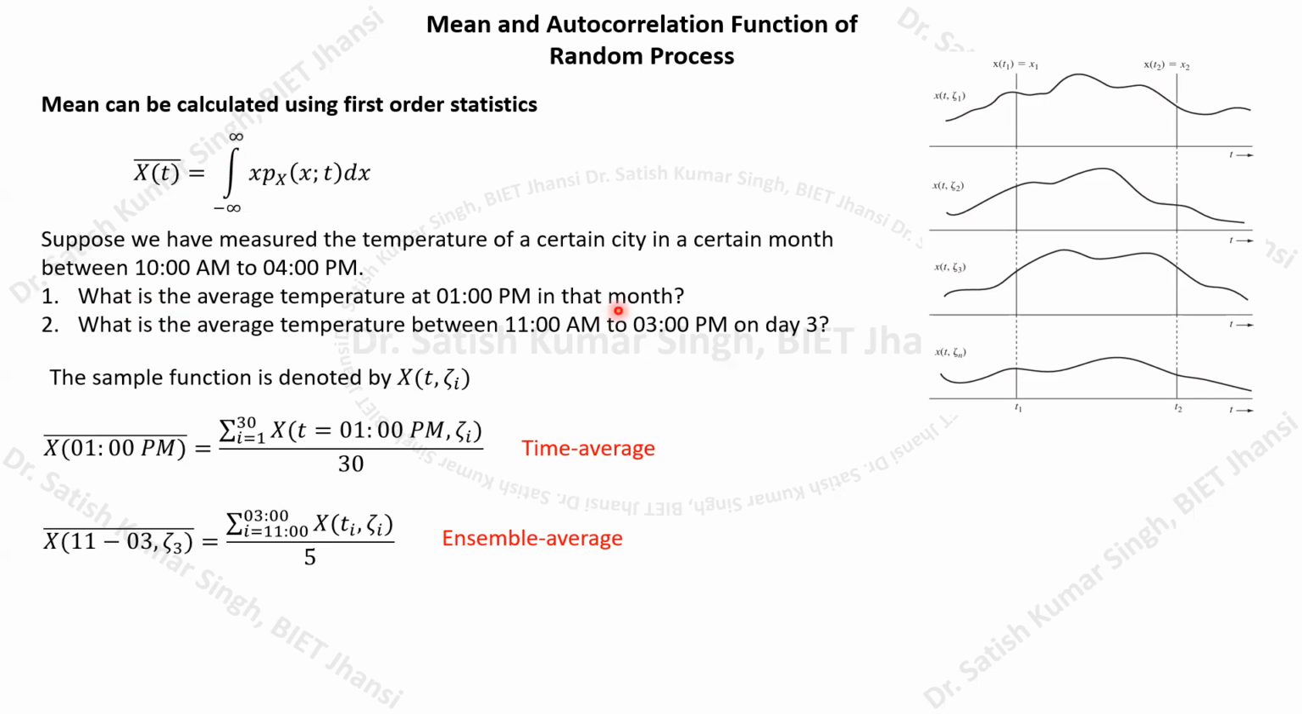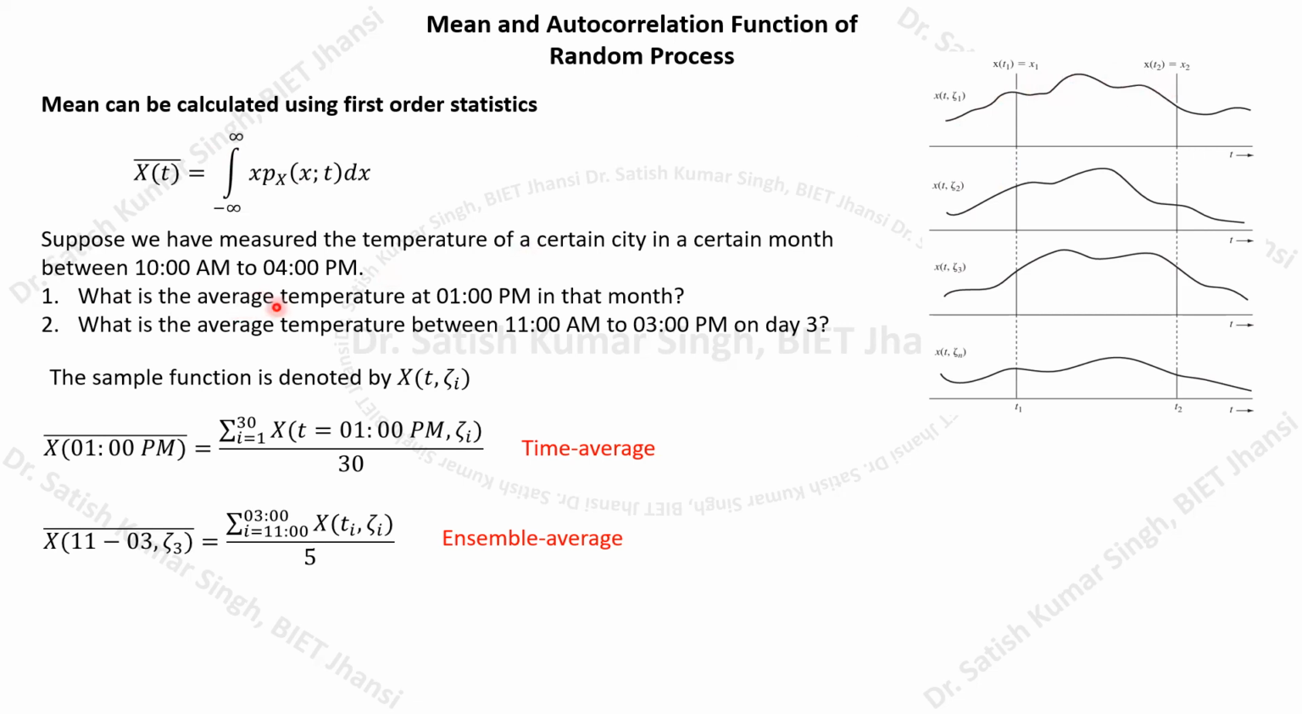So we are interested in the average temperature at 1 p.m. in that particular month. I am also considering that we are recording the data at 10 a.m., then 11 a.m., then 12 p.m. So at every discrete instant of time we have this recorded data. Though it is a continuous function of time, as you can see here, let us suppose we are sampling the sample function at discrete instants of time. So every 1 hour we have the temperature data available.